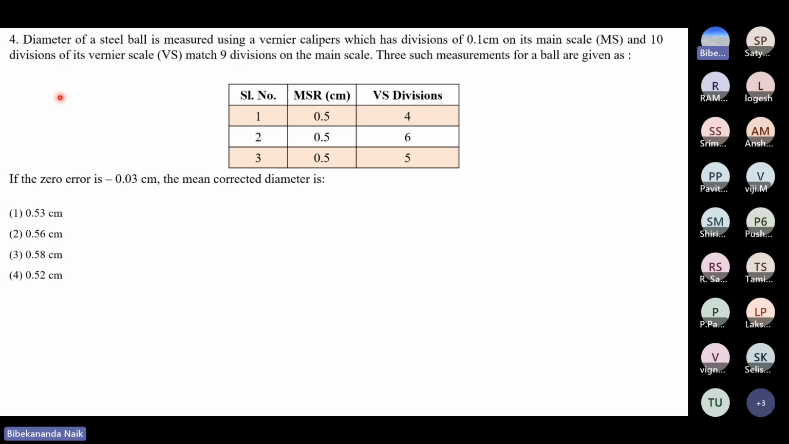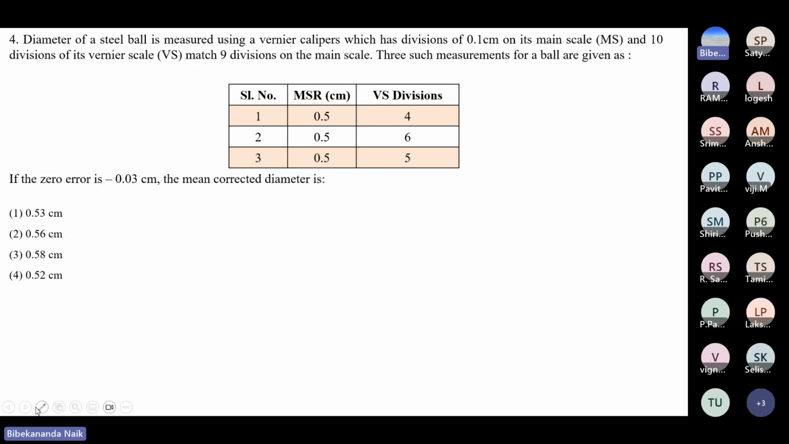Now the problem says: the diameter of a steel ball is measured using a vernier caliper which has divisions of 0.1 centimeter on its main scale, and 10 divisions of the vernier scale match with 9 divisions of the main scale. Three measurements are given in this table. If the zero error is minus 0.03 centimeter, what is the mean corrected diameter?